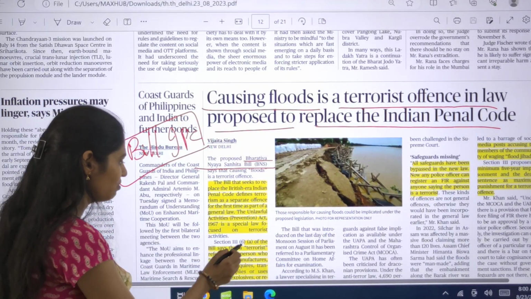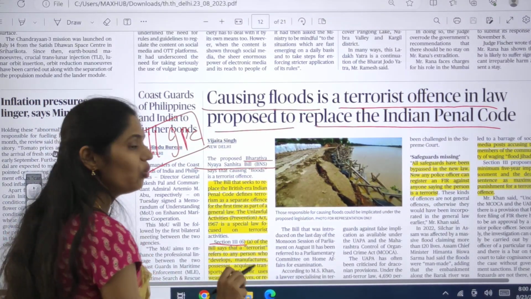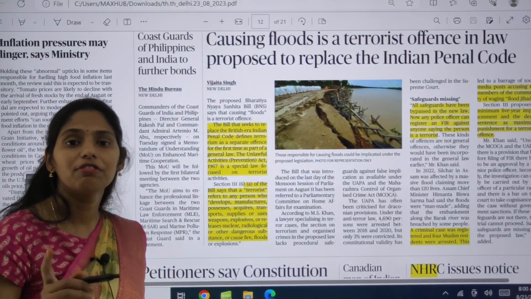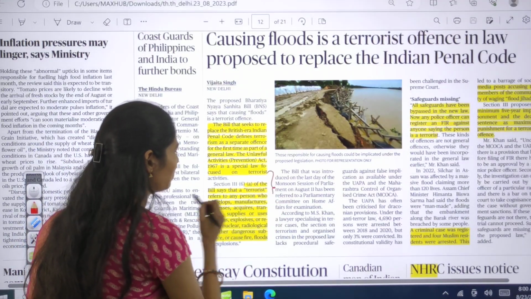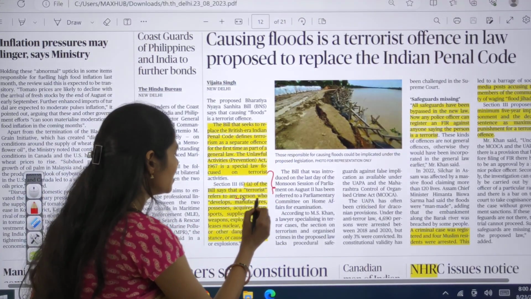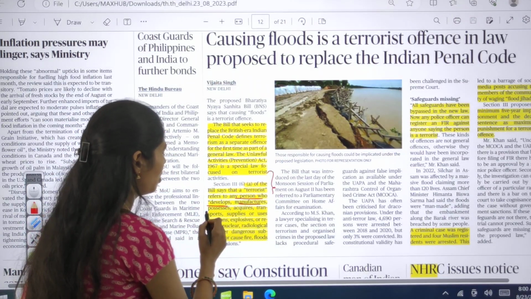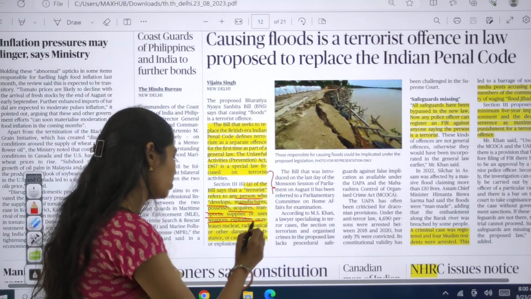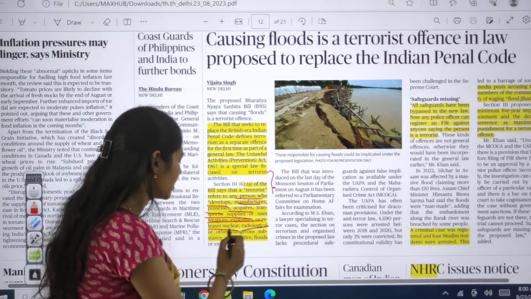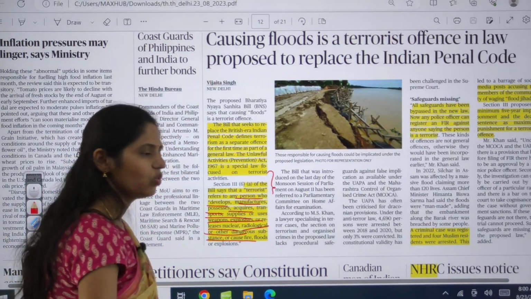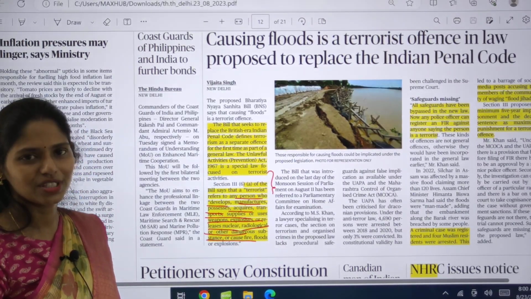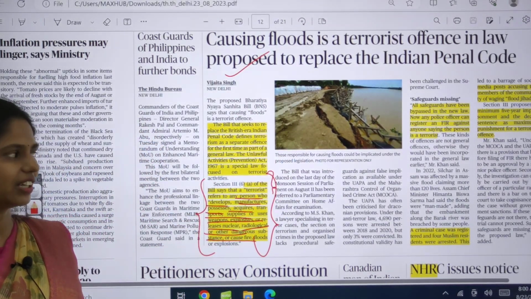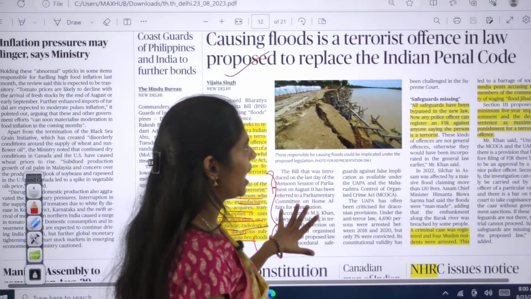Section 111(6) of this bill says who is a terrorist. So according to section 111, it is giving the definition of a terrorist: a person who develops, manufactures, possesses, acquires, transports, supplies or uses weapons, explosives, or releases nuclear, radiological and other dangerous substances which cause fire, floods or explosions. That means the person who is causing floods is also called a terrorist according to this new definition. Okay, this is the thing that you have to remember here.